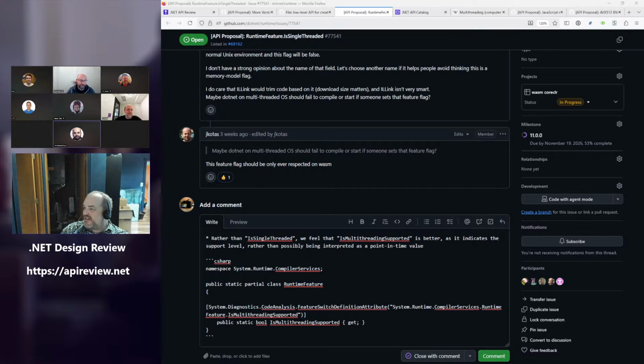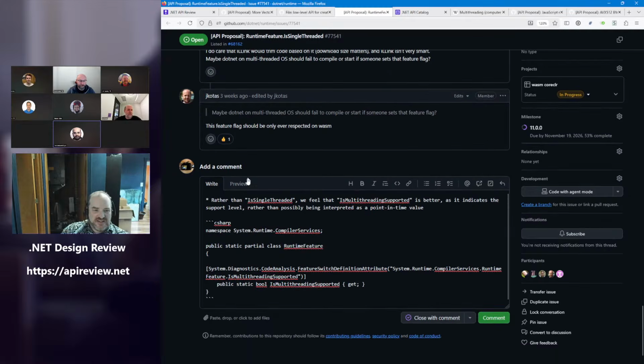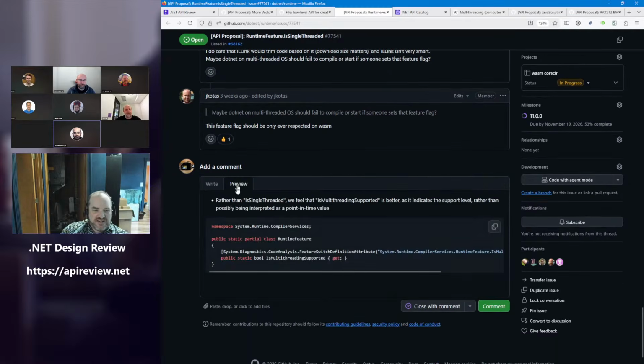One last question here: I'm seeing Jan has this comment that this feature flag should only ever be respected on WASM. Do we expect that in the future this can be respected in other scenarios? Would we want single-threaded elsewhere? I'm just asking because if it is really respected for WASM only, should the name have WASM on it?